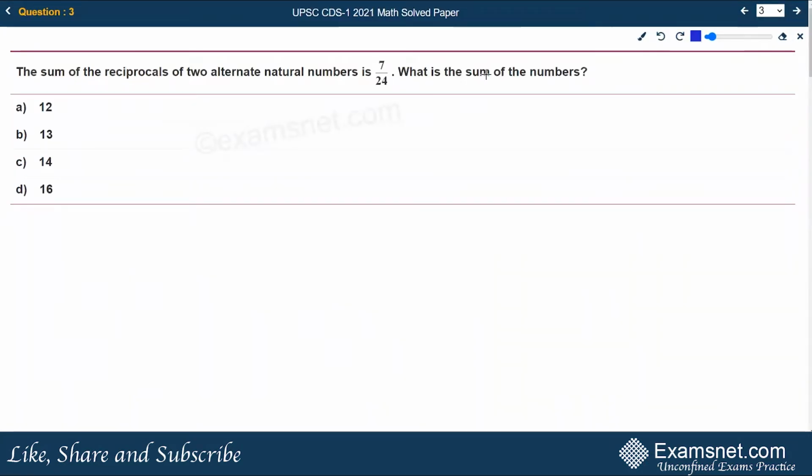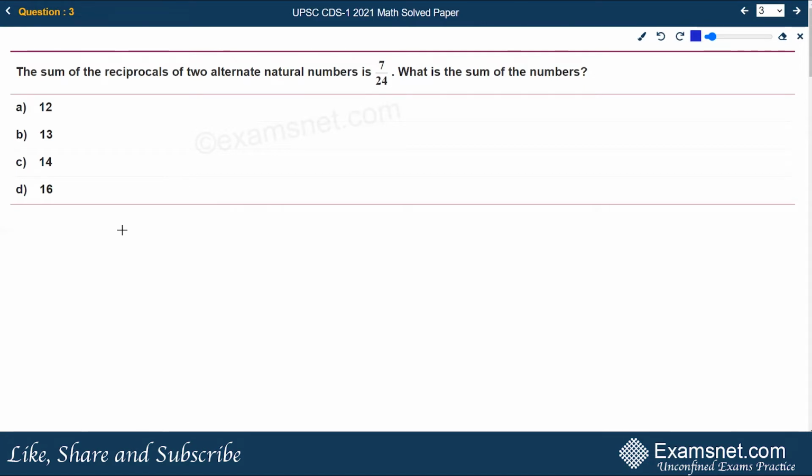In question number 3, we are given that the sum of the reciprocals of two alternate natural numbers is 7 by 24. What is the sum of the numbers? Natural numbers start from 1 to positive infinity. If we focus on the odd numbers, the alternate numbers will be like 1, 3, 5, 7. If we focus on the even numbers, alternate numbers will be 2, 4, 6. So we can see the difference is always 2, right?